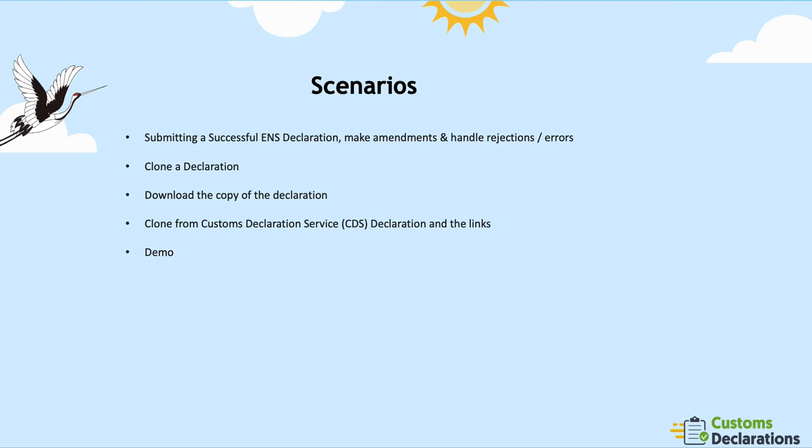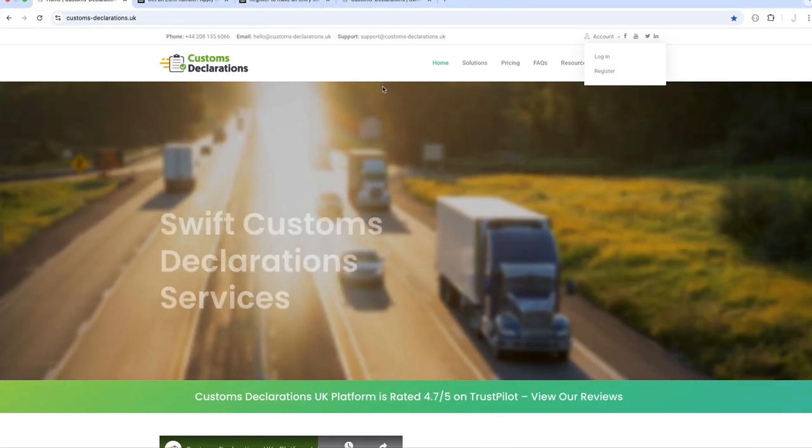Then we'll show how to clone from a Customs Declaration Service CDS declaration into an ENS declaration, where most of the data is automatically copied. You just enter the place of loading, unloading, and port of arrival, things like that, which are not available in a CDS declaration. We'll show how easy it is to follow on the Customs Declarations UK platform. Without wasting too much time, it's time to demo it. Let's see how it works in practice.